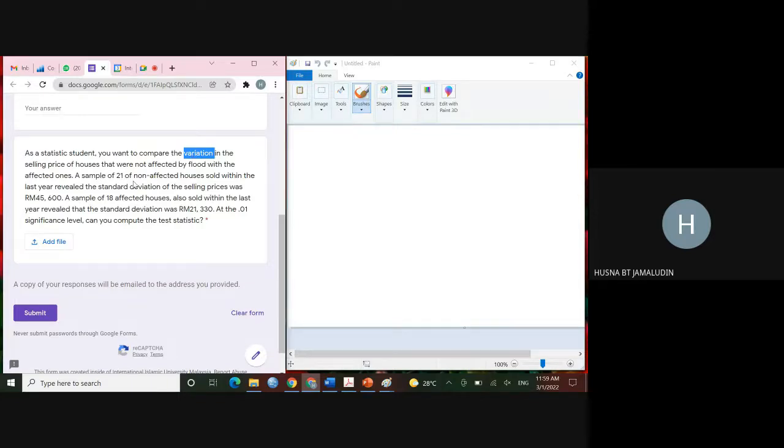The samples of 21 of non-affected. What is that 21? N. Okay, this is the N for the first sample. Remember, you have two things, right? The housing price for affected and not affected by flood. So this is N1, which is 21. 21 non-affected houses sold within the last year reveal the standard deviation of the selling prices was 45,000 plus. So what is that 45,000?